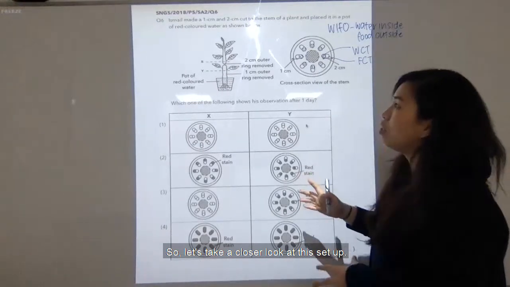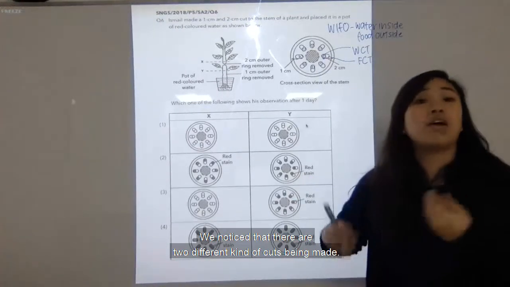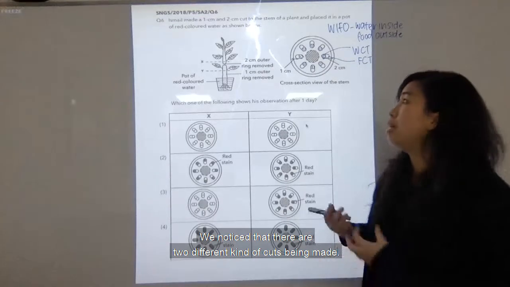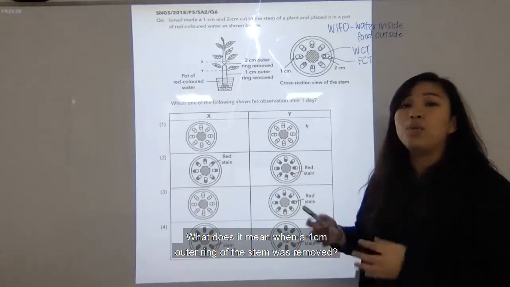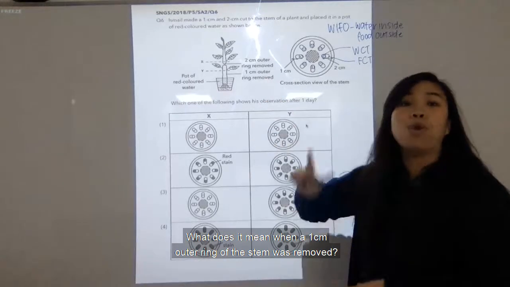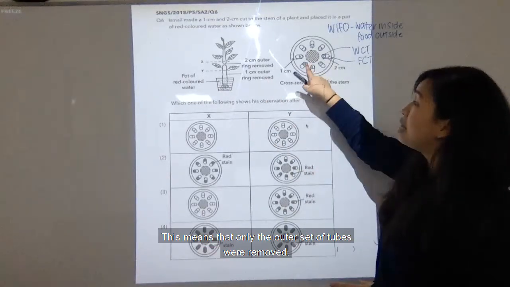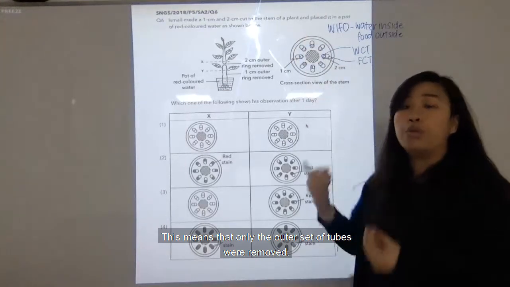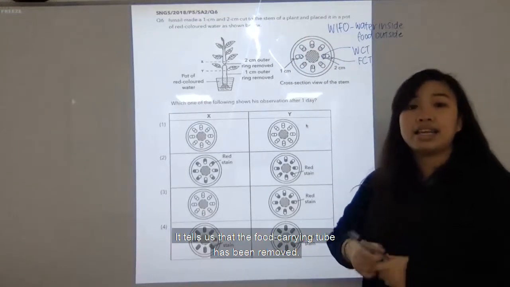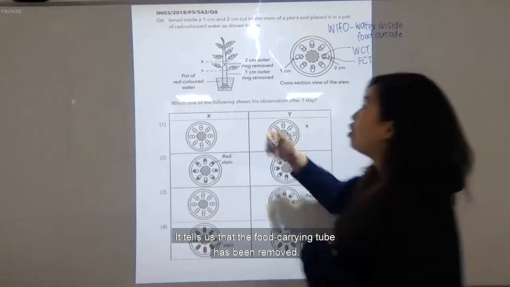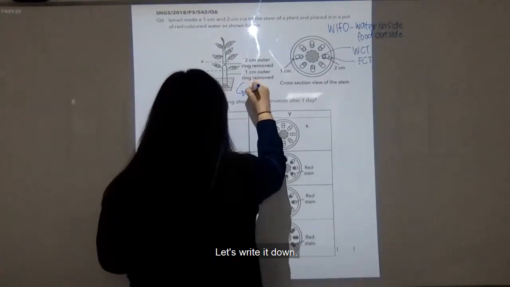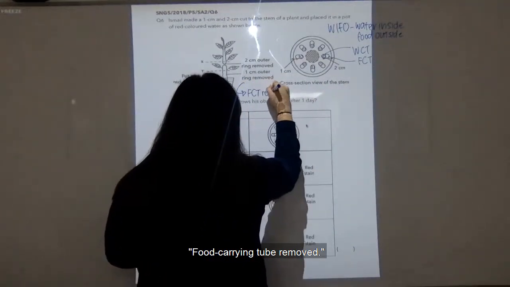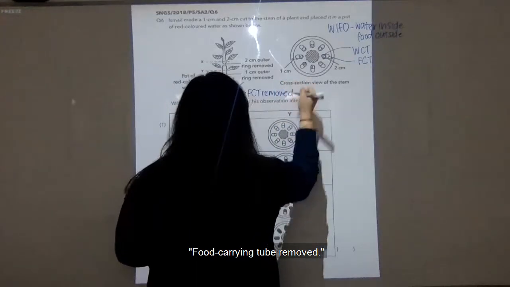So let's take a closer look at this setup. We notice that there are 2 different kind of cuts being made. What does it mean when a 1 cm outer ring of the stem was removed? This means that only the outer set of tubes were removed. So what does it tell us? It tells us that the food carrying tube has been removed. Let's write it down. Food carrying tube removed.